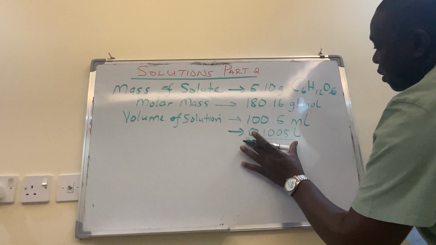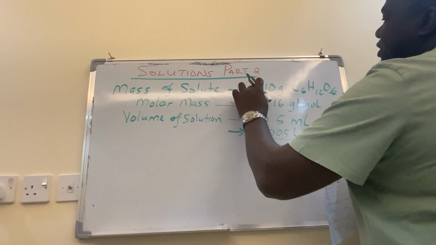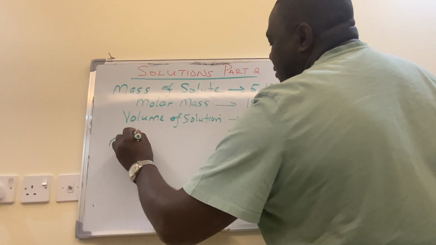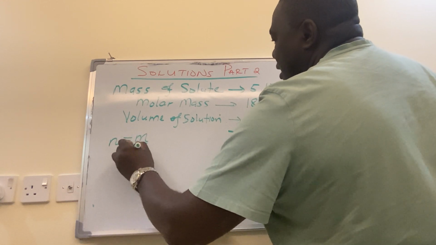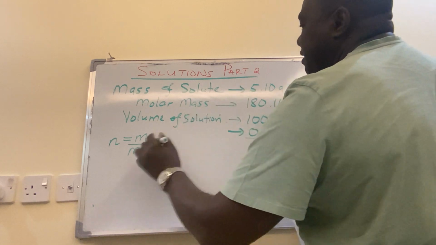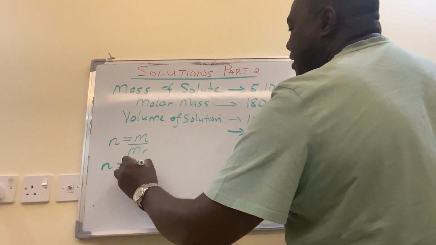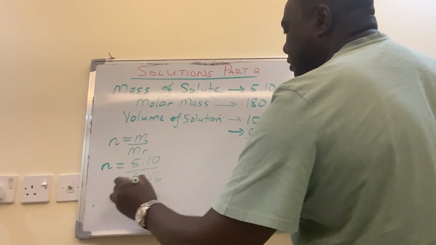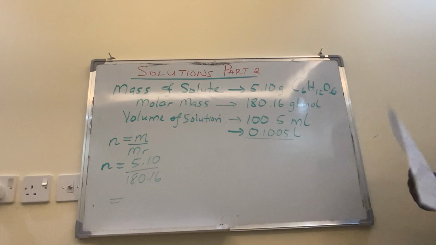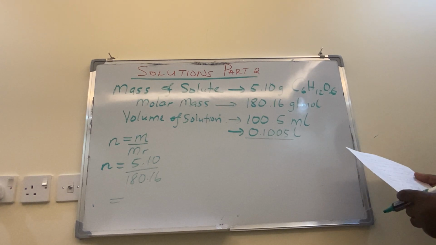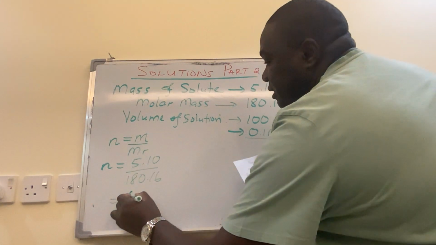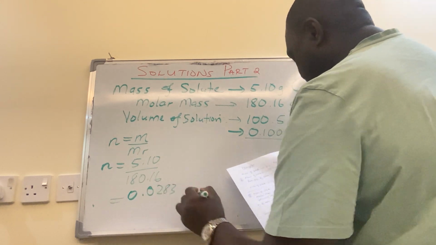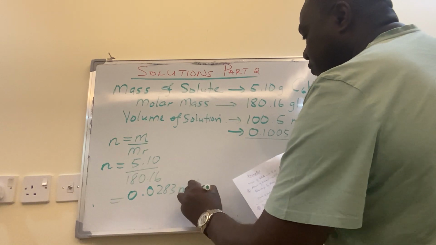So our solution, we have sorted it out. So we need to use these two numbers to calculate the number of moles, okay? So the number of moles is always equal to mass given over MR. Our mass given here is equal to 5.10 over 180.16, okay? So the answer I got for the number of moles here was 0.0283. Okay, these are the moles of glucose.